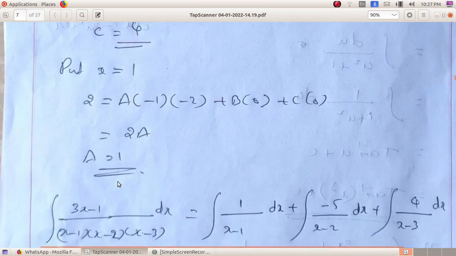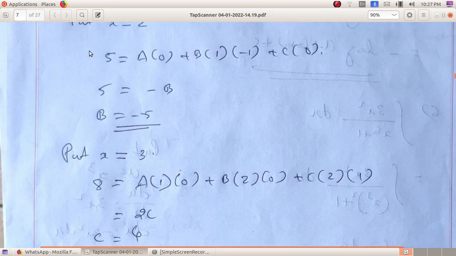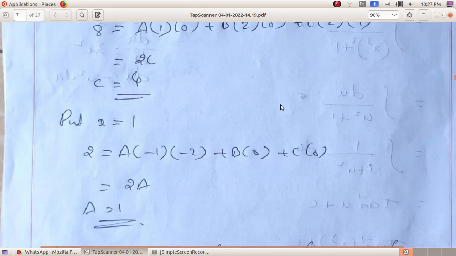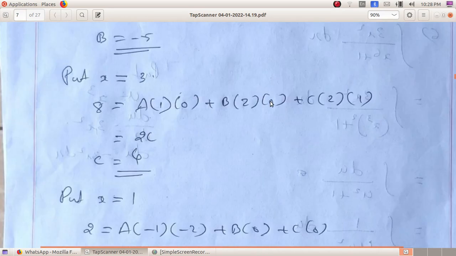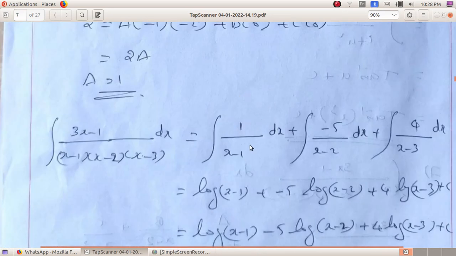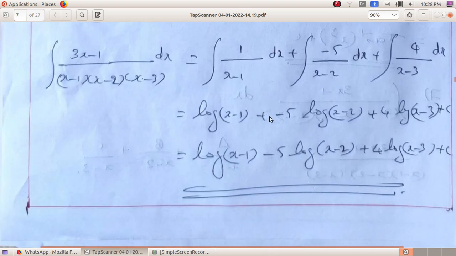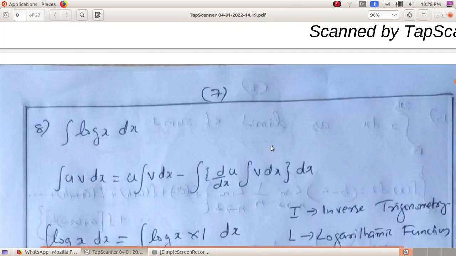So applying these values of a, b and c, the integral becomes integral 1 by x minus 1 dx plus minus 5 into 1 by x minus 2, plus 4 into 1 by x minus 3. So integral 1 by x minus 1 is log of x minus 1, plus minus 5 taken outside, log of x minus 2, and 4 taken outside, log of x minus 3, plus c. That is the answer.